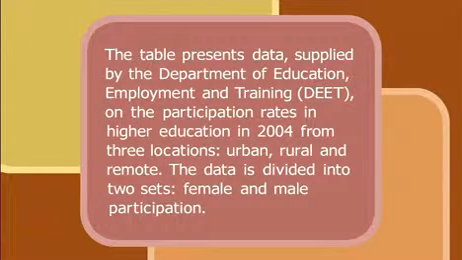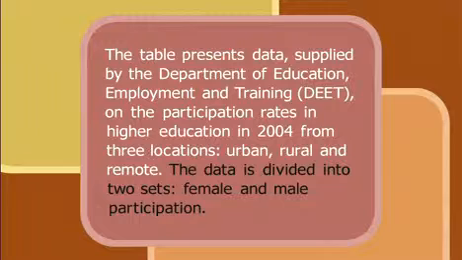We might write, the table presents data supplied by the Department of Education, Employment and Training on the participation rates in higher education in 2004 from 3 locations: urban, rural and remote. The data is divided into 2 sets, female and male participation. Notice our second sentence tells the reader that the data will be presented according to female and male participation rates.